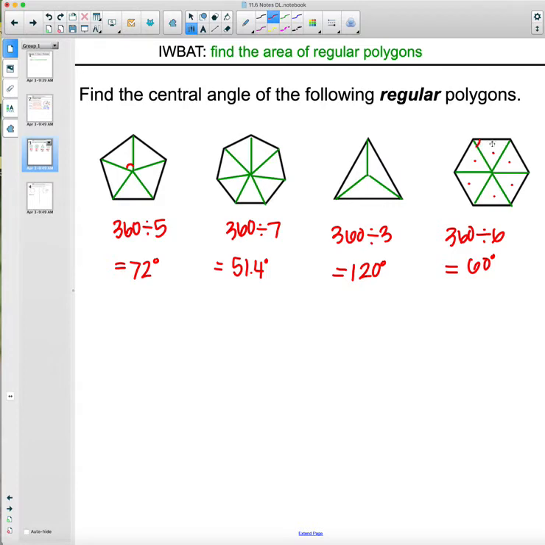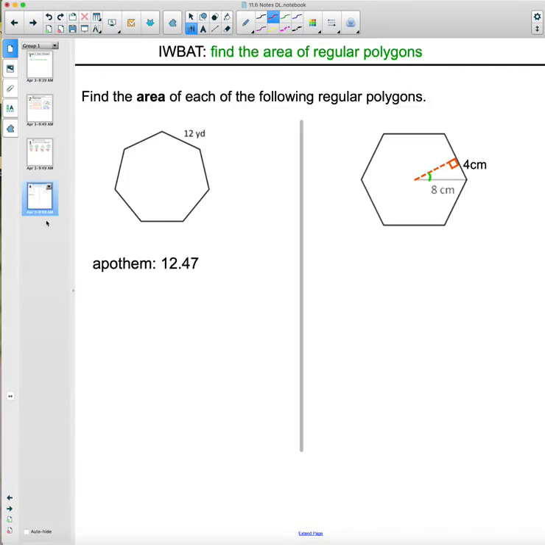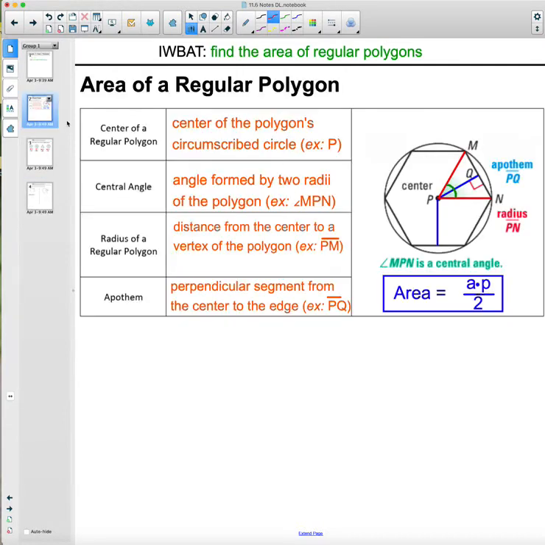Isosceles forces these to be 60, so you end up with 3 equilateral, equiangular triangles all the way around. So if you know the length of this green segment, it's the same as the sides. So let's take a look at finding the area. I didn't really say the area formula, so let's go back. The area formula is the apothem times the perimeter divided by 2.